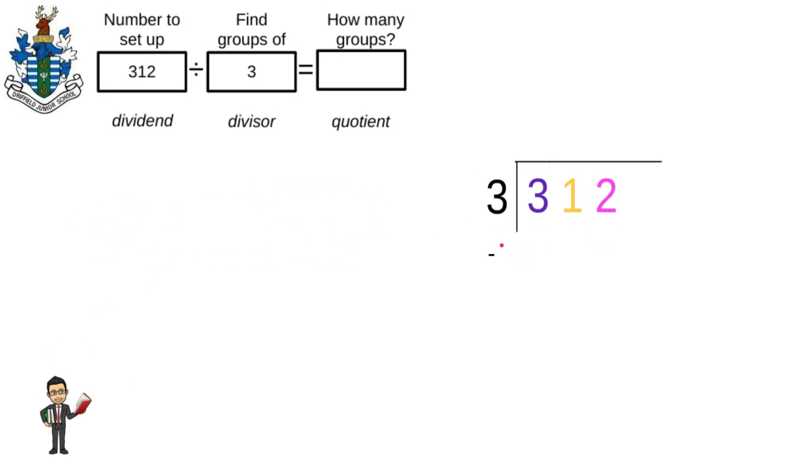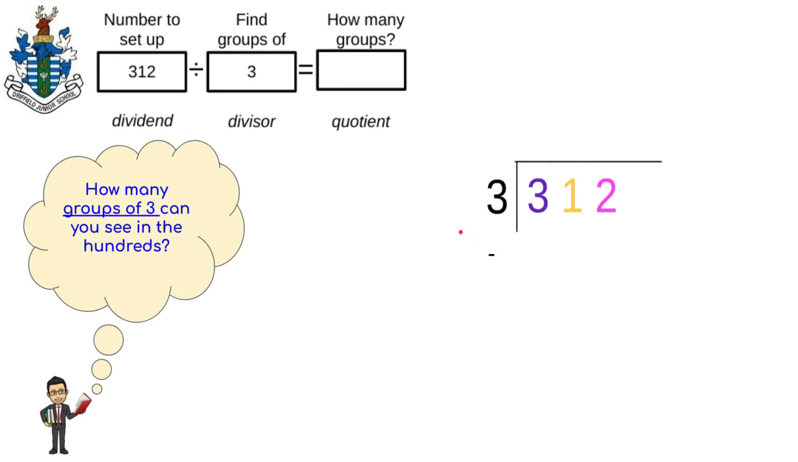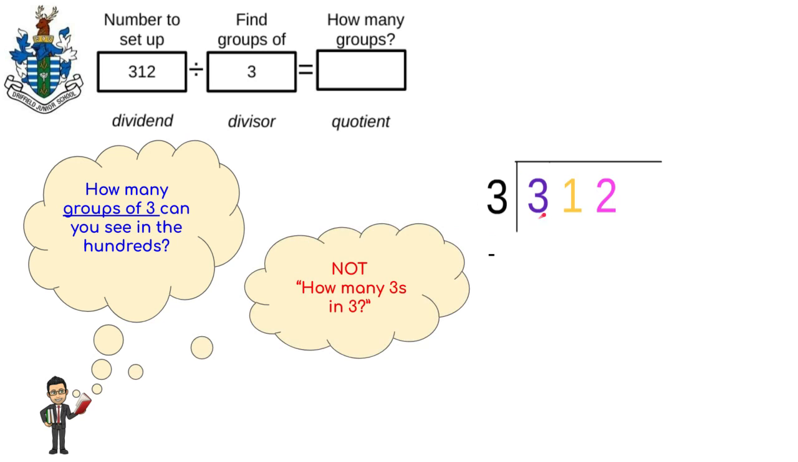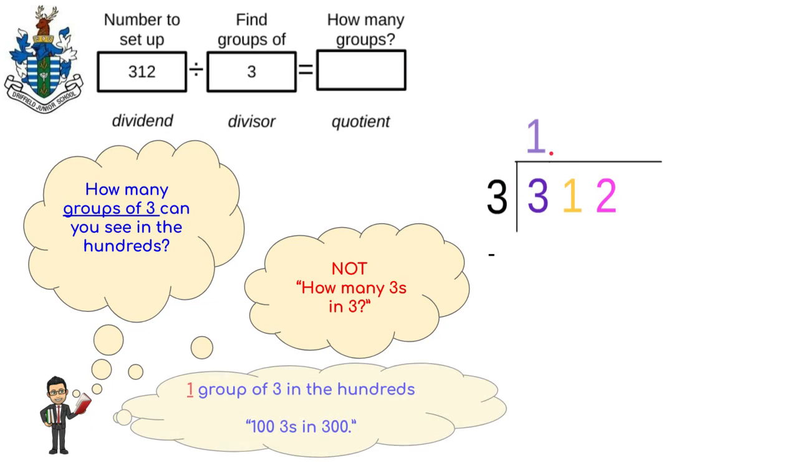Our first step is we look in the hundreds column. So we're looking for how many groups of 3 can we see in the hundreds. We're not doing how many 3s in 3. We're saying how many groups of 300 can we see? Well, there is one group of 300 there. So we put a 1 up at the top. Now it's in the hundreds column, so we know that's worth 100.